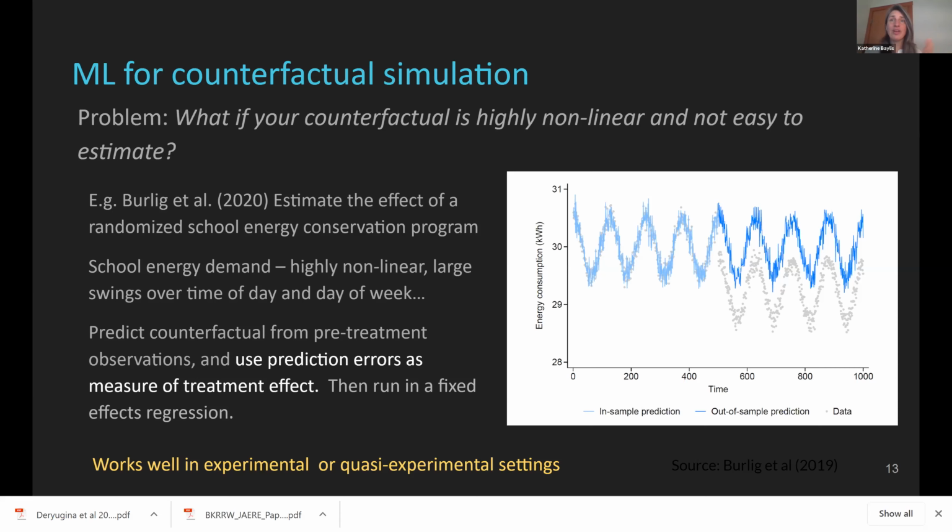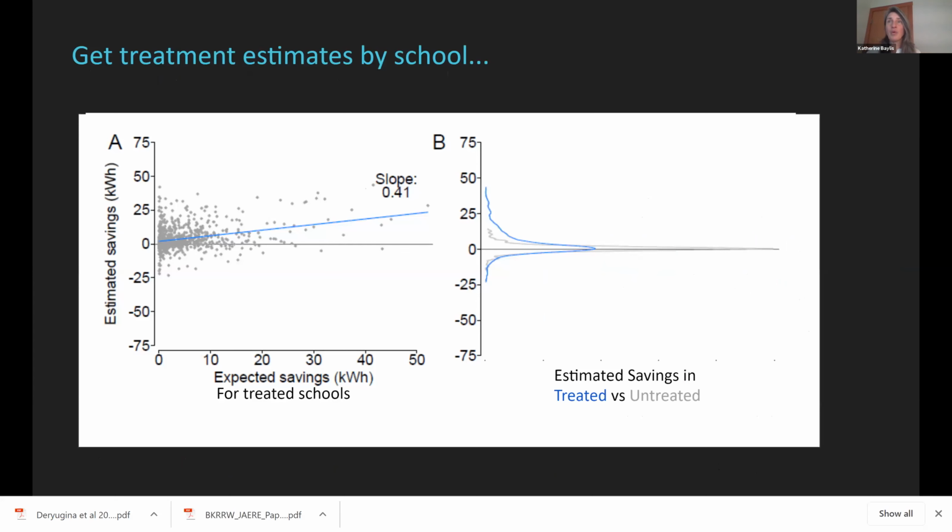Straightforward idea. They can do this because it's an experimental setting, so they're not worried about confoundedness and things like that. What's nice, here on panel B, is they're estimating the energy savings for the treated versus the untreated group. The treated group is the line in blue, versus the untreated, the distributional line in gray. For untreated, as you can tell, it's centered pretty tightly around 0, which is exactly what you'd expect, right? There shouldn't be any treatment effect for those schools that were not treated. At the same time, they are seeing a significant treatment effect for at least a large number of the schools that were treated.